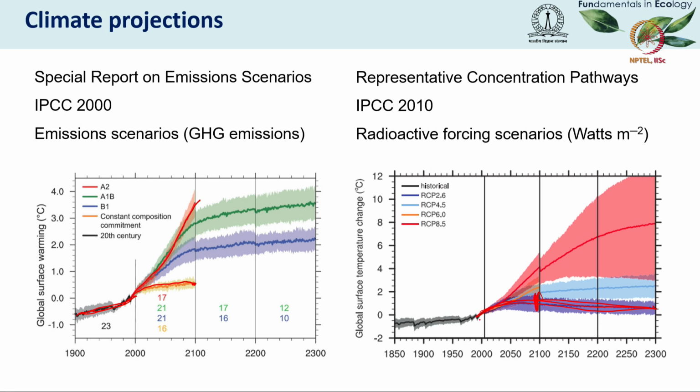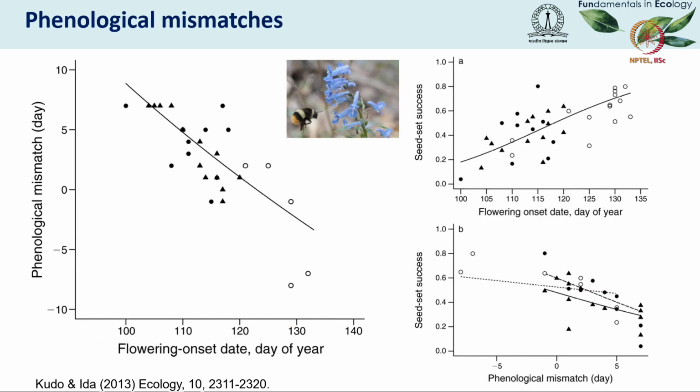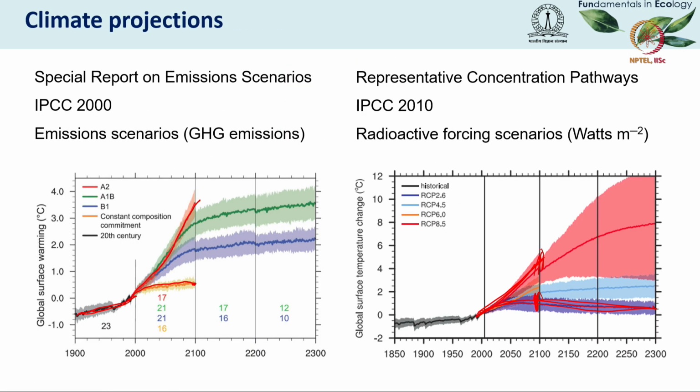Whereas if the amount of energy is say 8.5 watts per meter square, then that's a large amount of energy, and that will likely lead to about a 4 degrees Celsius rise in average surface temperatures by the end of the century. This does not mean that all parts of the world will warm equally. Some parts will warm at faster rates, some parts will warm more than other parts of the world. But what these projections are doing is to model what might happen under different scenarios by the end of the century.